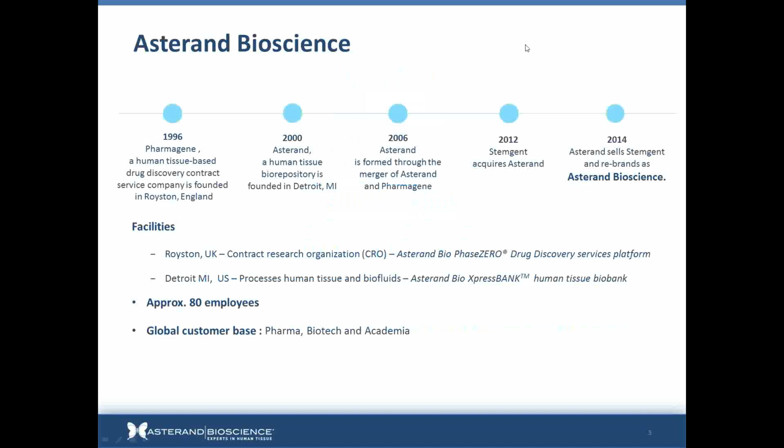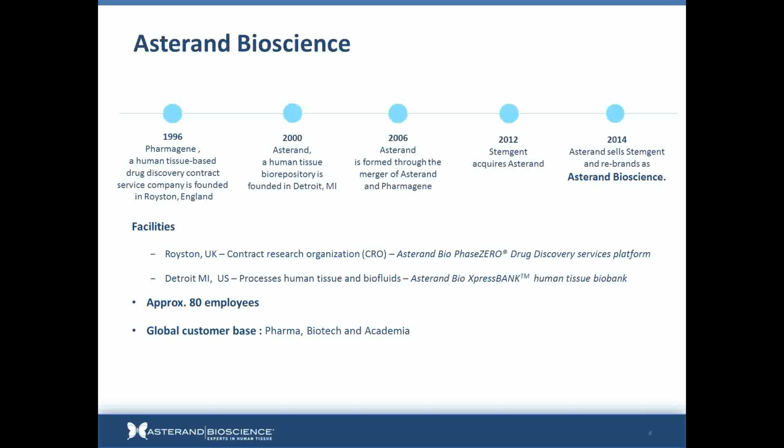First, a bit of background about Asteran Bioscience. In 1996, two former GSK scientists, Gordon Baxter and Bob Coleman, had the notion that discovering drugs for therapeutic application to humans might be accelerated by performing as much preclinical research as possible using human tissues. This led to the formation of Pharmagene, which combined its own drug discovery activities with a classical fee-for-service contract research model. The USP of Pharmagene was the use of human tissues for human drug discovery.